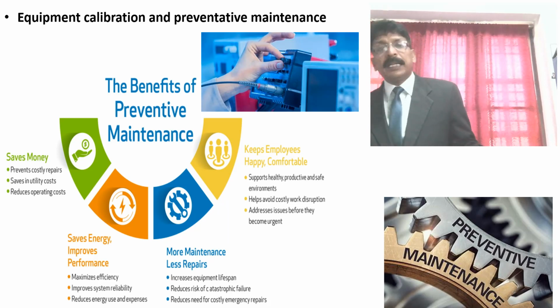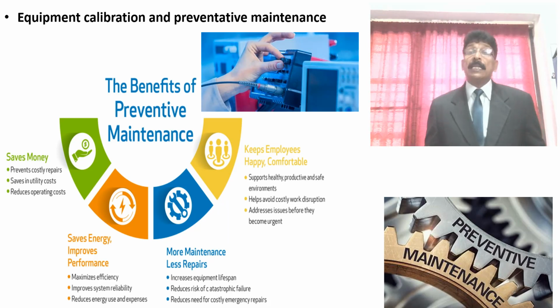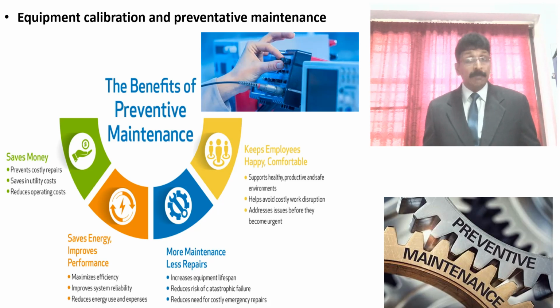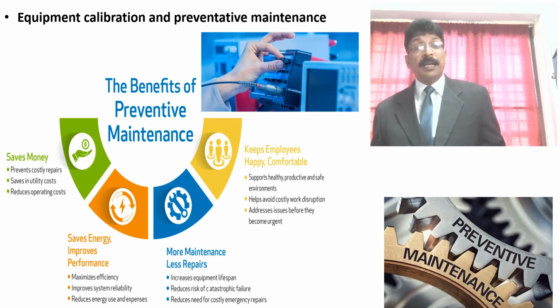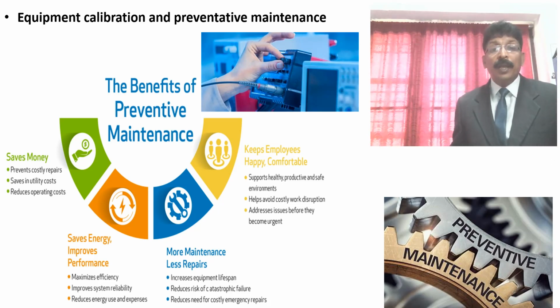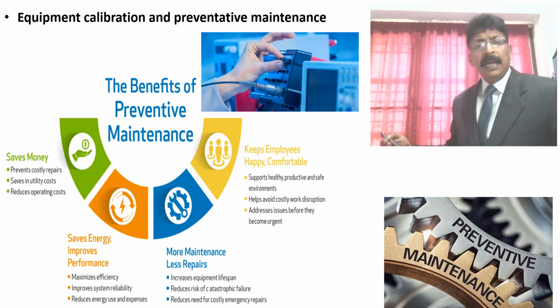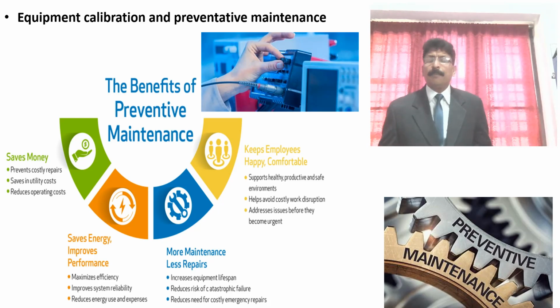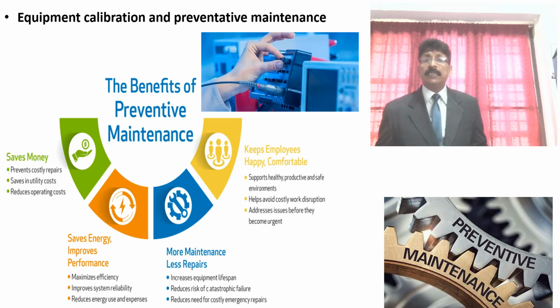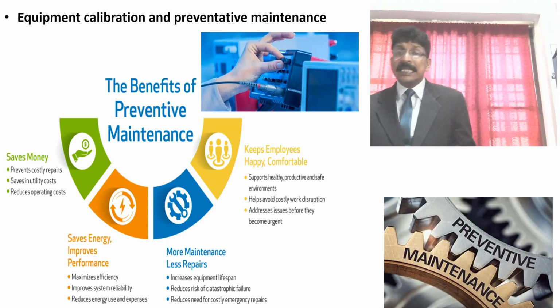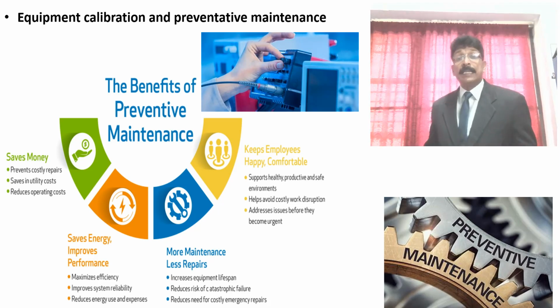So automatically the employees will be happy, and with more maintenance, there are fewer repairs, fewer breakdowns, and increased equipment lifespan. It increases when you maintain. It reduces the risk of failures, for example breakdowns, which can be easily removed through strong maintenance. It requires fewer costly emergency repairs; it reduces them, because if you do more maintenance, it is controlled.